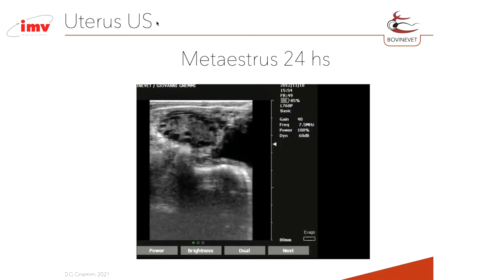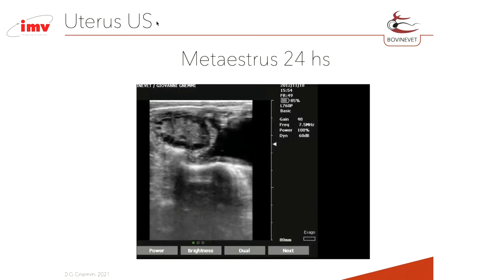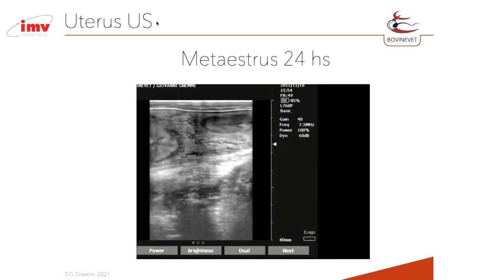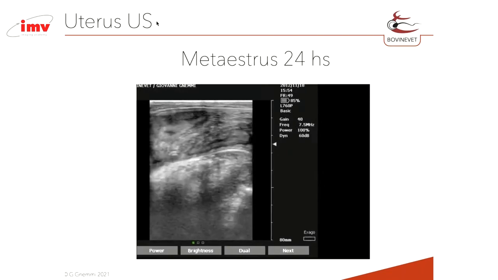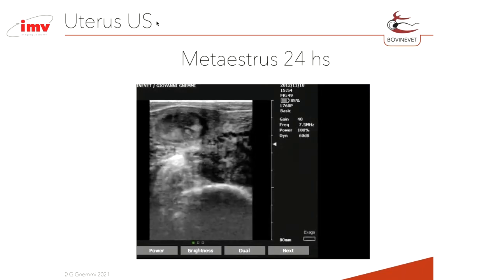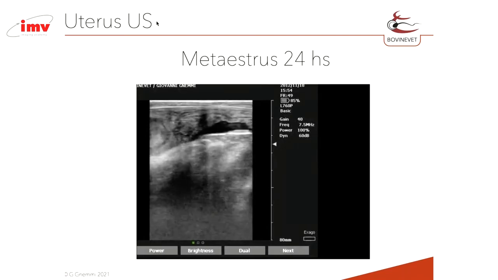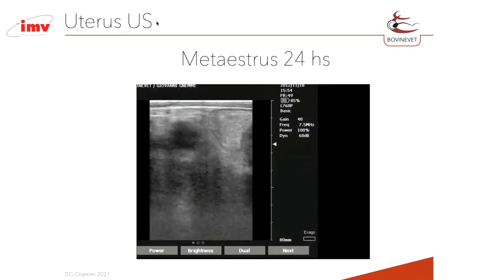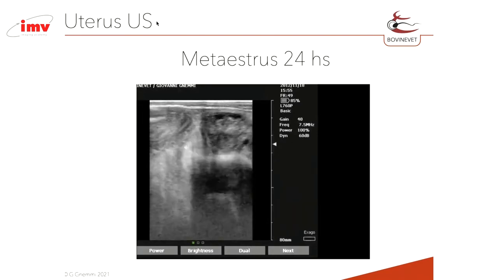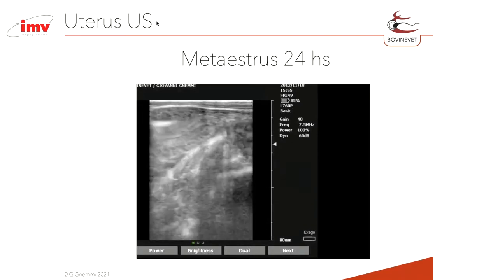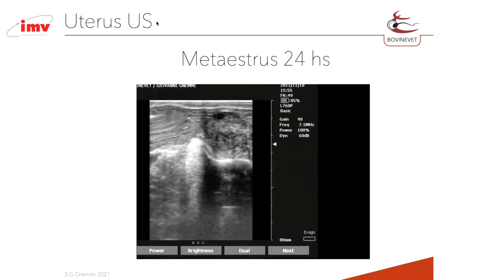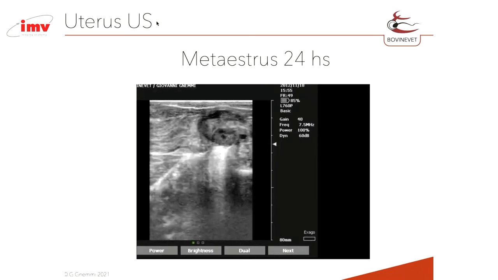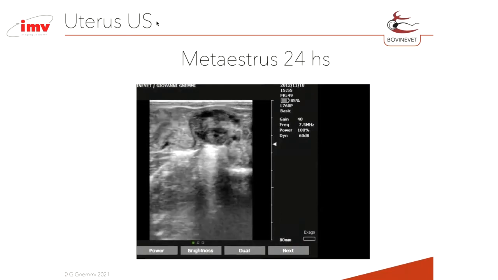As you can see in these pictures, in these movies, the follicles during metaestrus are very small. So normally the first follicular wave has just started. We have a recruitment of follicles around 3 millimeters. And normally during the first day after the ovulation, we have follicles between 3 and 4 millimeters. And in these pictures of the left ovary, you can also see the hemorrhagic body.